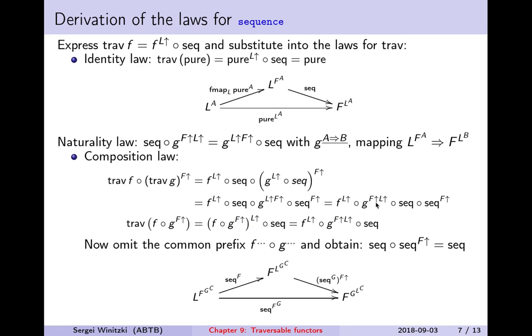So, in other words, the composition law for traverse says that this is equal to this. They have a common prefix that we can omit because these are arbitrary functions f and g for which this must hold. And so it's sufficient that these things are equal. So that's the law for sequence, much simpler.